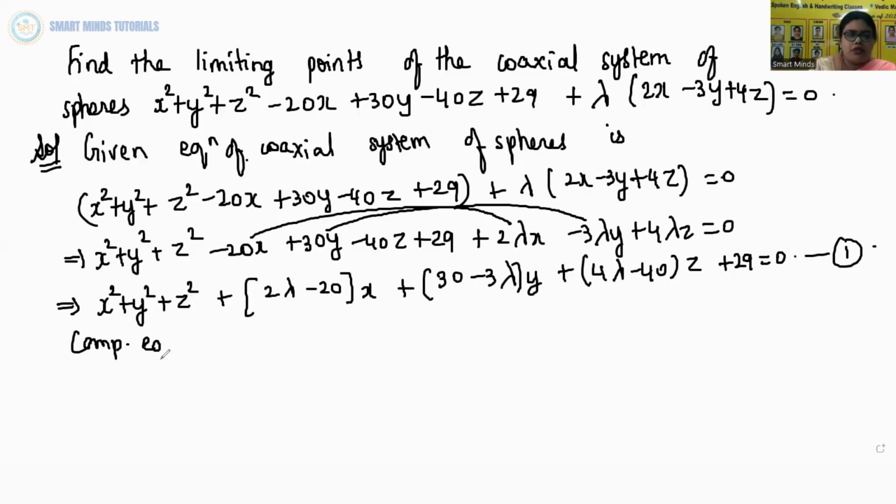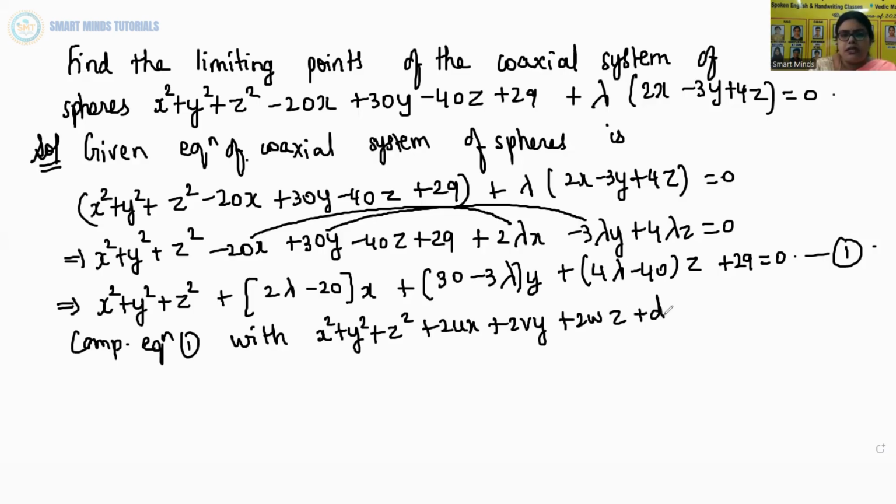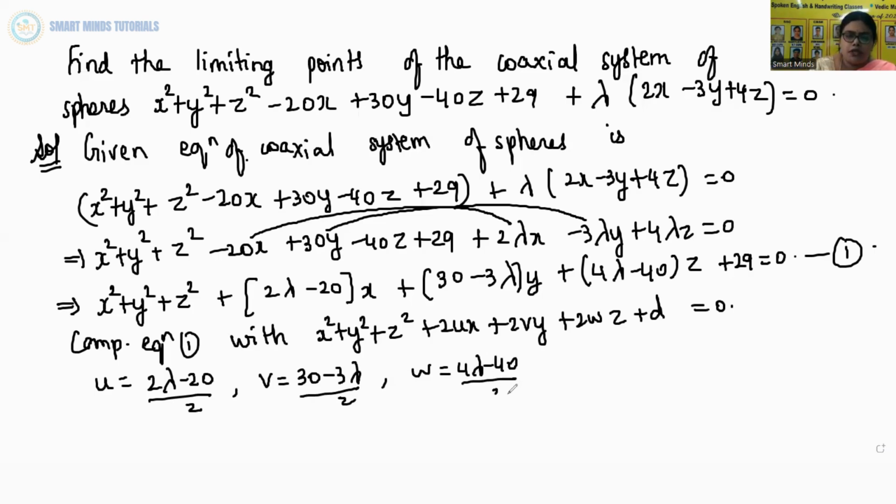Now comparing equation number 1 with x square plus y square plus z square plus 2ux plus 2vy plus 2wz plus d is equal to 0. This is the general equation of sphere. So we are comparing the first equation with the general equation of the sphere. So you get u is equal to 2 lambda minus 20 by 2, v is equal to 30 minus 3 lambda by 2, w is equal to 4 lambda minus 40 by 2, and d is equal to 29.